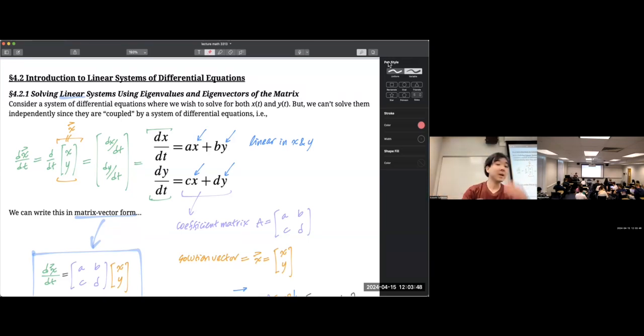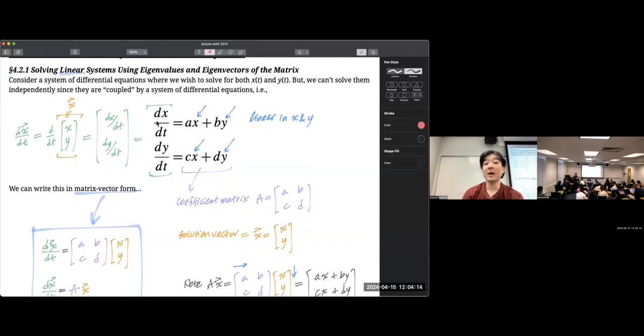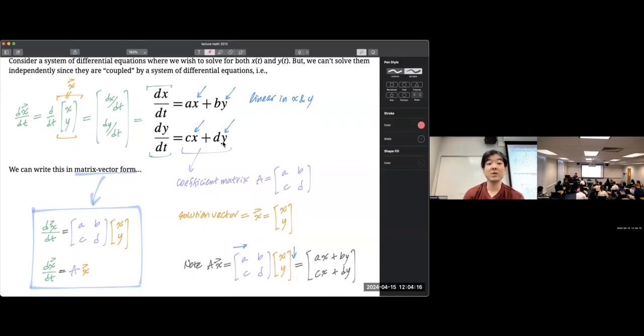Okay, so we were looking at systems of linear differential equations. We're going to have just a system of two differential equations. Our x and y are unknowns, and we have equations that describe their derivatives, but they are coupled because dx over dt depends on the solution x as well as the solution y, and the y might in general depend on x and y as well. And we translated this system of differential equations into matrix vector form.